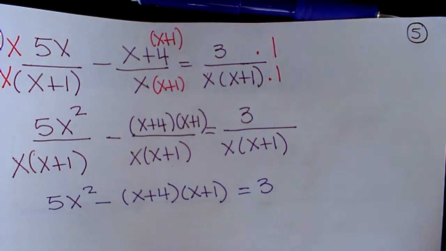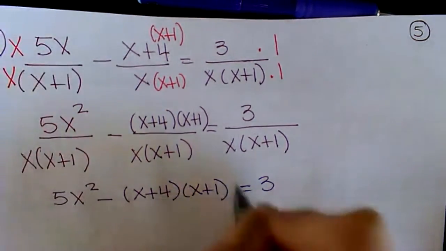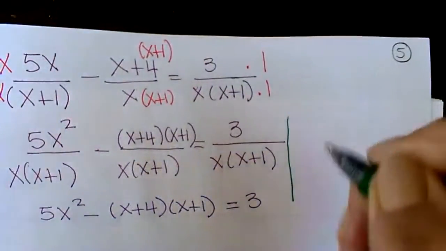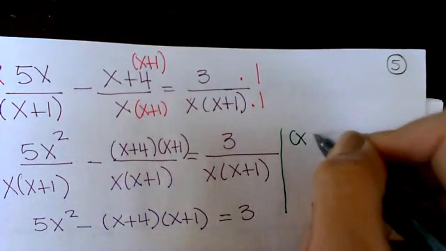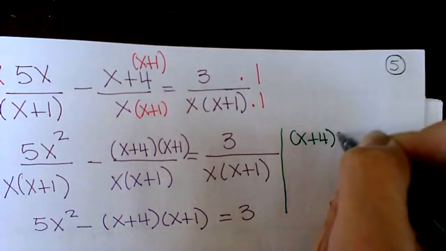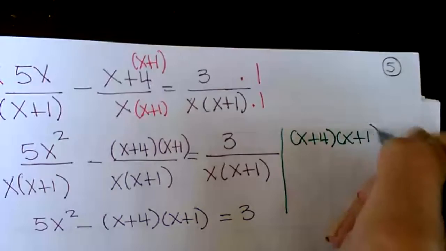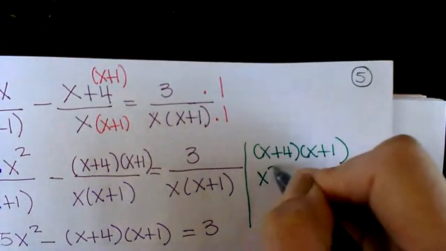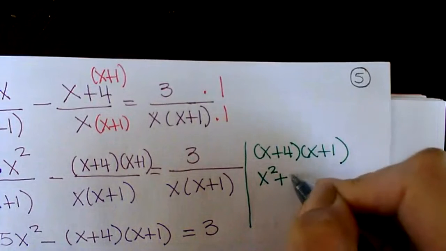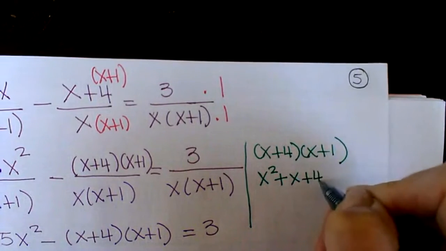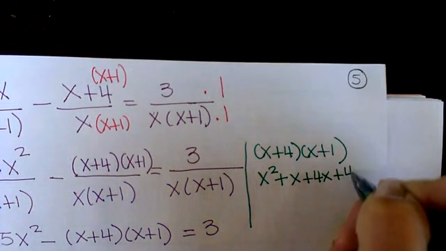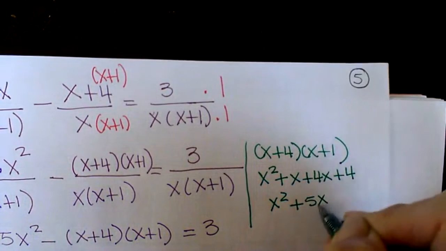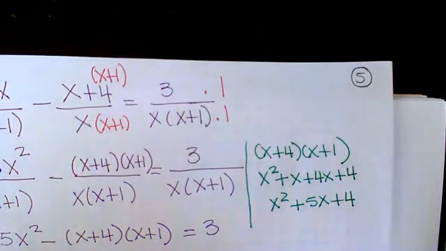Now, we're going to do this multiplication on the side. Let's do it here. x plus 4 times x plus 1. So what do we have? We have x squared plus x plus 4x plus 4. Got it?